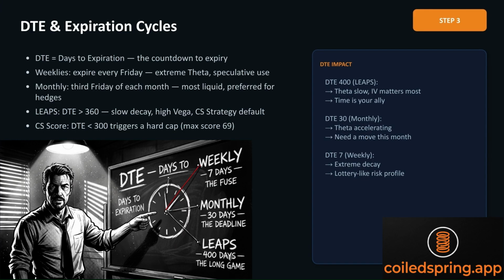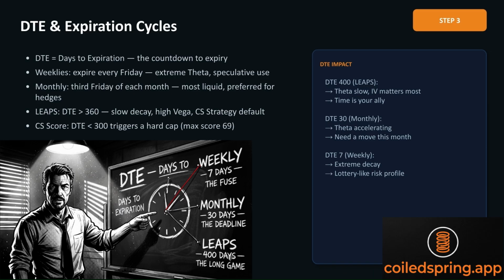Every option has a countdown. From the moment you buy it to the moment it expires, every day that passes is 1 day less on the clock. That number, the exact count of calendar days remaining until expiration, is called DTE, days to expiration. It's one of the first things you look at when you open an options chain, and it shapes everything about how the option behaves. Options don't expire on random days. They follow structured cycles, and understanding those cycles is part of basic fluency in this market.